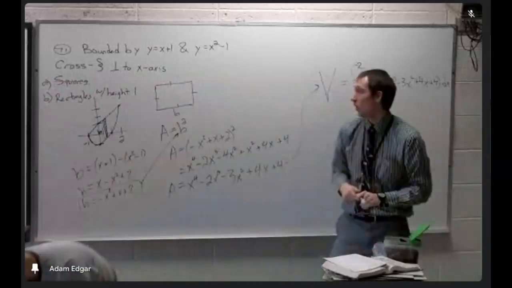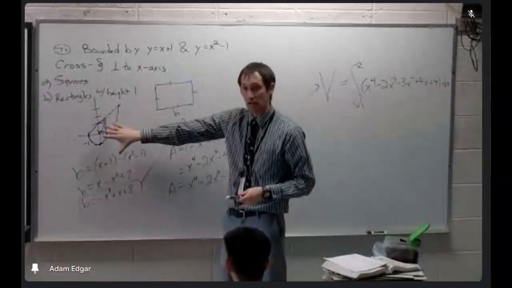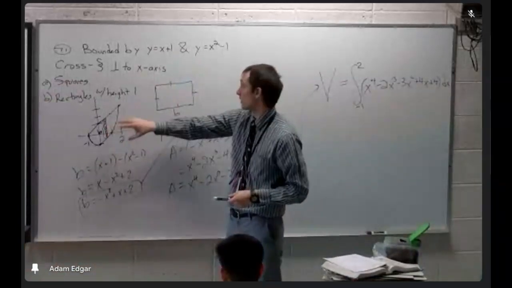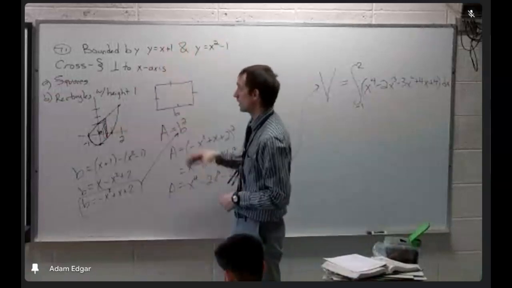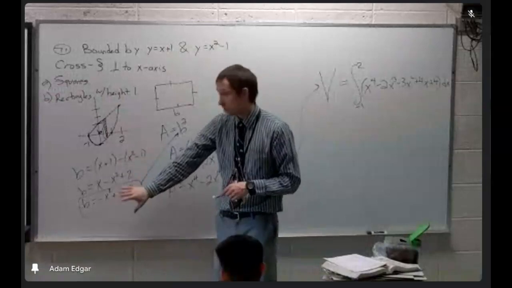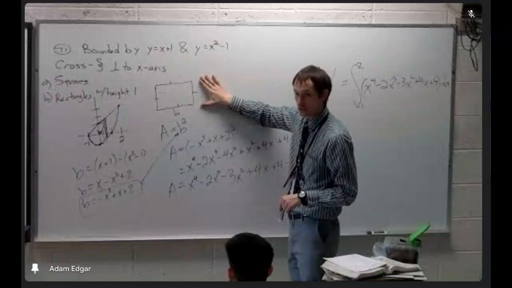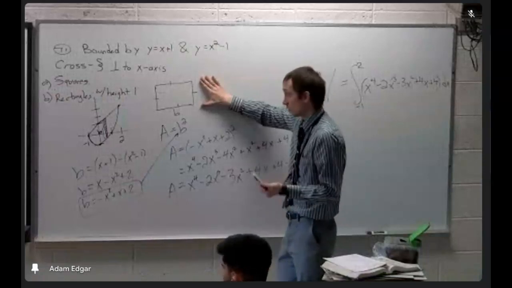So when we go to do this, is the graph going to change? No, because we're still working with the same curves. Is our distance B from top to bottom going to change? No. Is our 2D cross-section going to change? Yeah, because now we're not doing squares, we're doing rectangles of height 1.